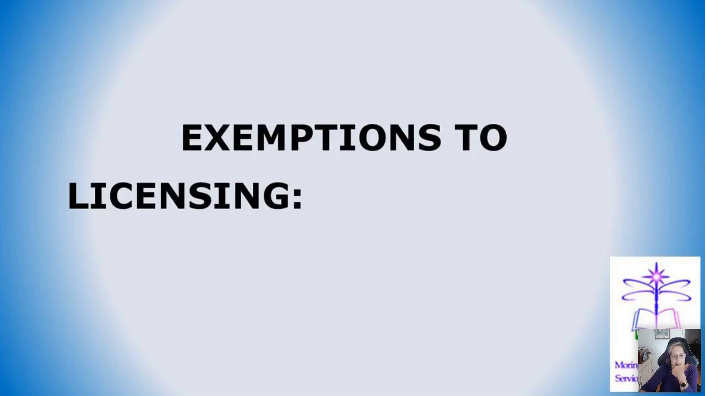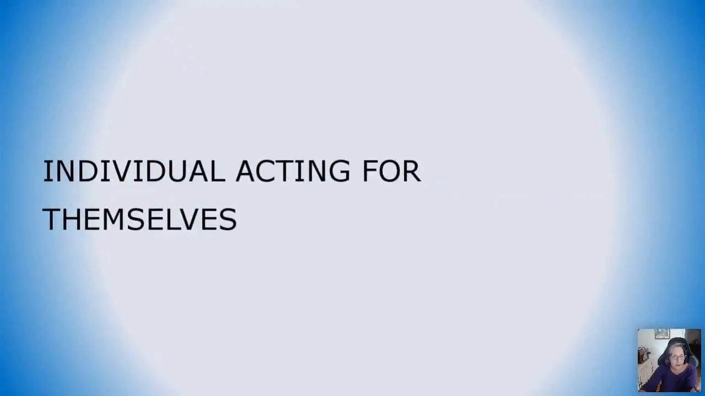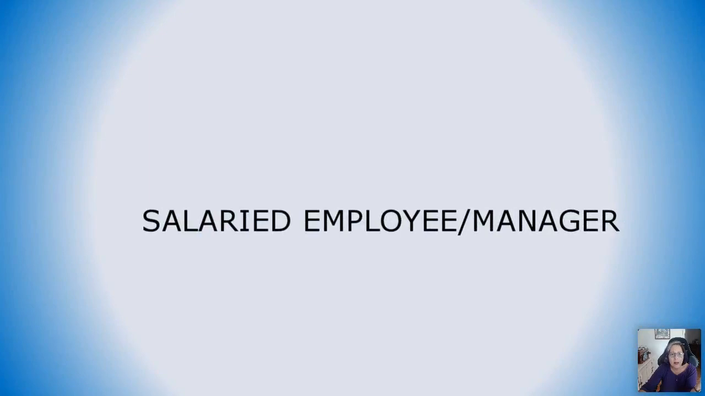Now, the exemptions from the licensing. So remember, you buy, sell, lease, and so on, for a fee. You have to be licensed, but there are some exemptions. Individuals acting for themselves. A salaried employee or manager that's doing that sale or rental as part of their employment. They're not getting a separate commission for that. This is just part of their job. Maybe they work for that corporation that has the broker in there. Maybe they work for an insurance company. Maybe they work for an investment company that buys and sells real estate.